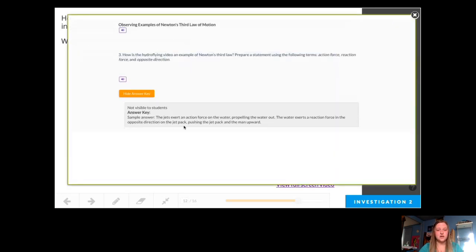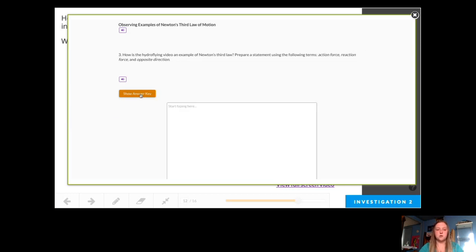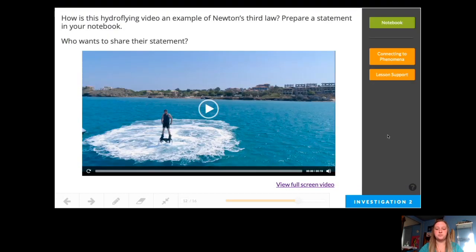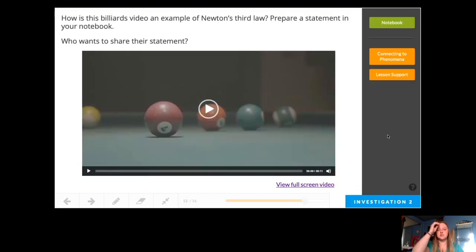So the jet exerts an action force on the water, propelling the water out, and then the water exerts a reaction force in the opposite direction on the jetpack, pushing the jetpack and the man upward. Okay, let's do another example. How is this billiards video an example of Newton's third law? Again, using the terms action force, reaction force, and opposite direction.